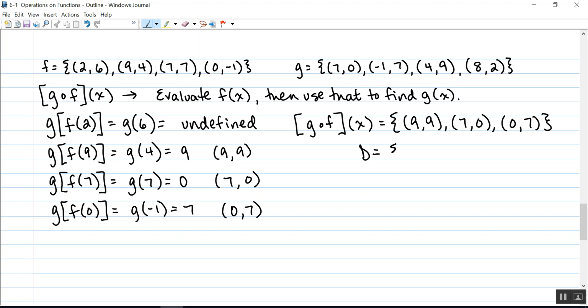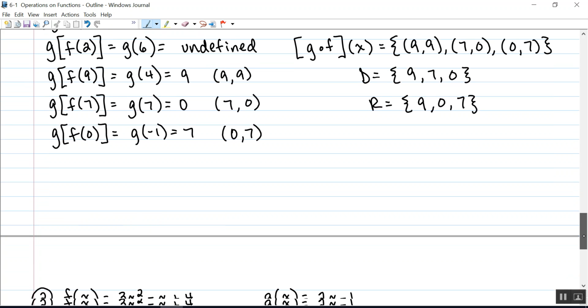The domain is 9, 7, 0. The order doesn't really matter. I think in the textbook they put them in numerical order. And the range is my y's, 9, 0, and 7. So that's how you do a composition of functions if you're given the functions as sets of ordered pairs.